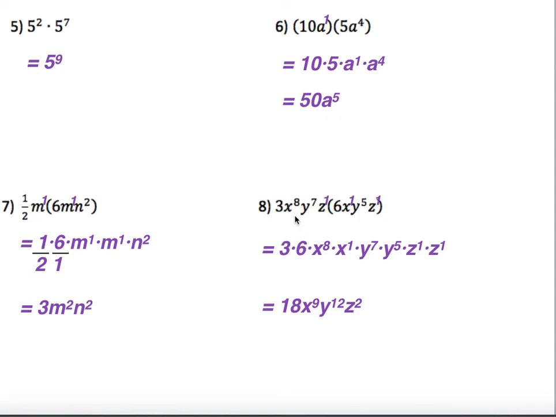For number 8, when you sort it out, you're going to notice that in the textbook, it's typical to sort it out so it's in alphabetical order, x's, and then y's, and then z's. While not strictly required, it's a good idea to keep your answer organized and make it easier to check in the back of the book. You should get 18, x to the power of 9, y to the power of 12, z squared.